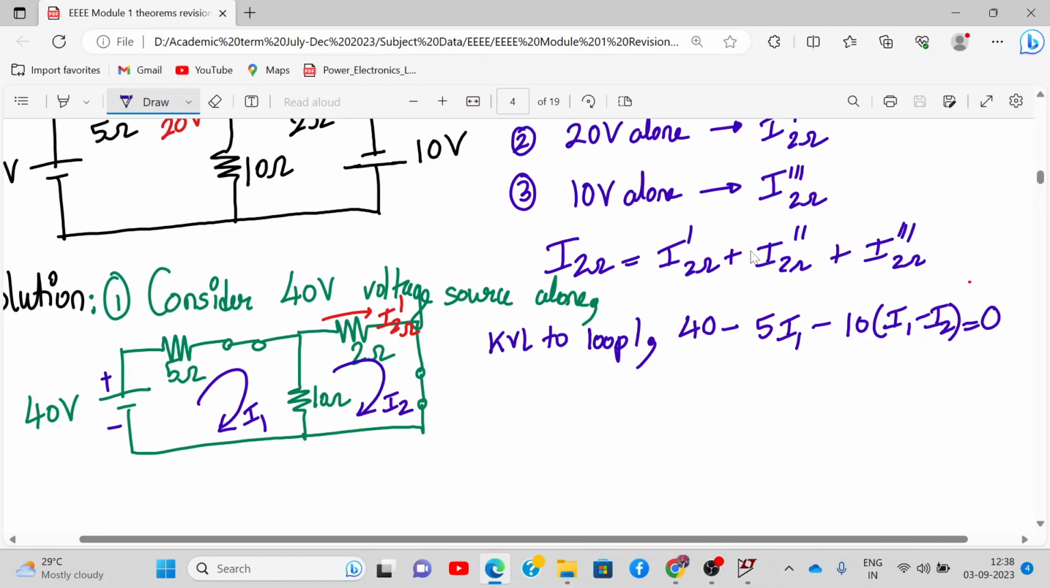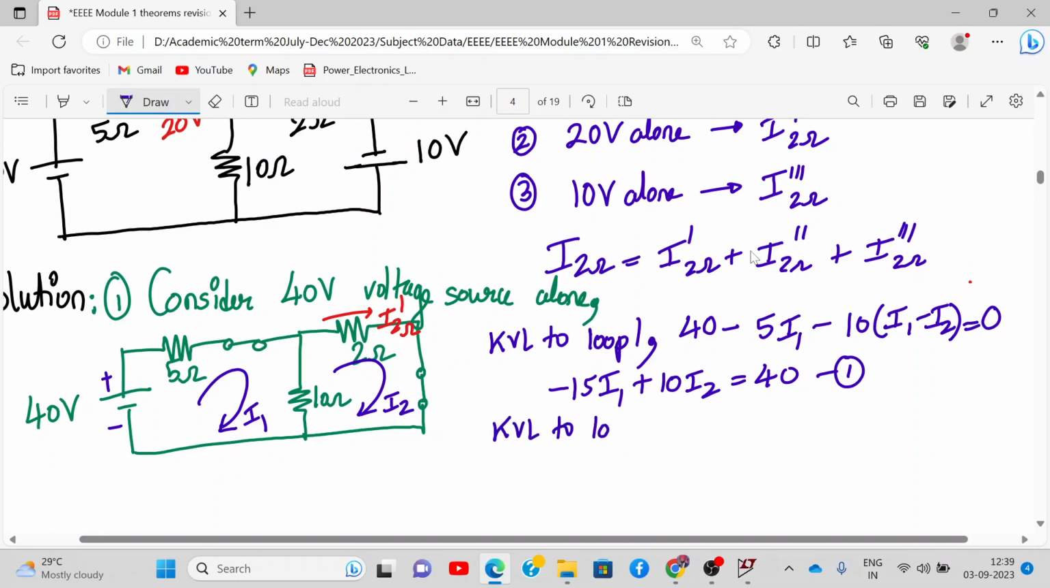Yes. So now you rearrange the terms. So you will get minus 15 I1 plus 10 I2 is equal to 40. We got equation number 1. Then we'll go to KVL to loop 2. This you have to do it quickly. So then minus 10 I2 minus I1 minus 2 I2 is equal to 0.